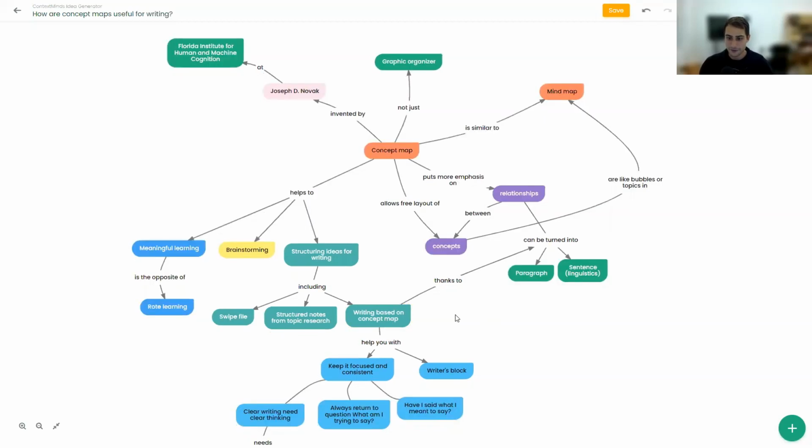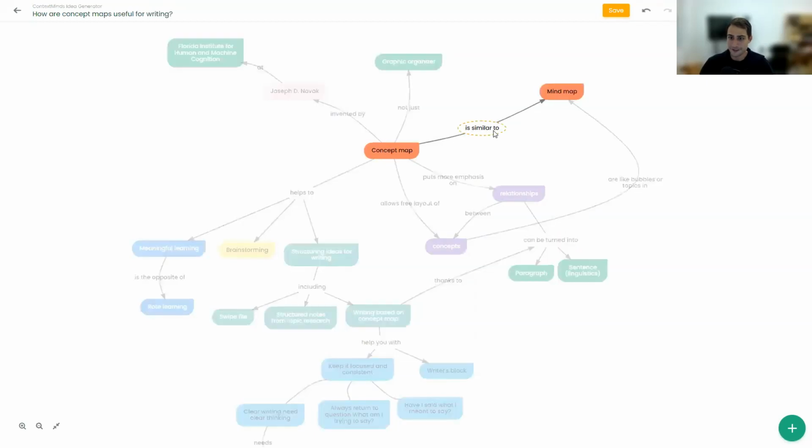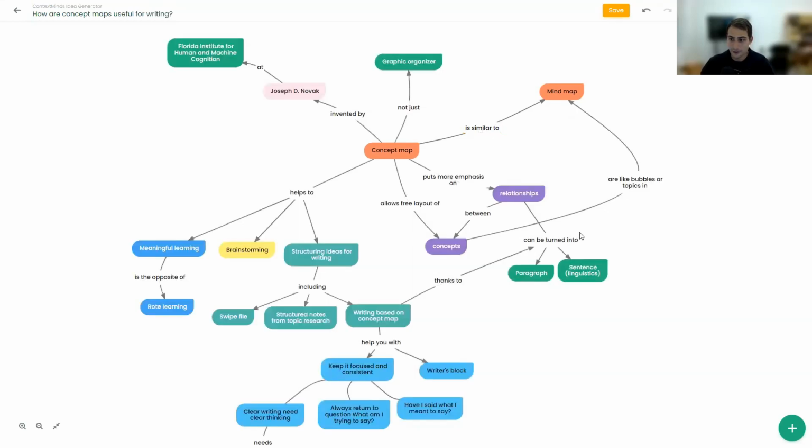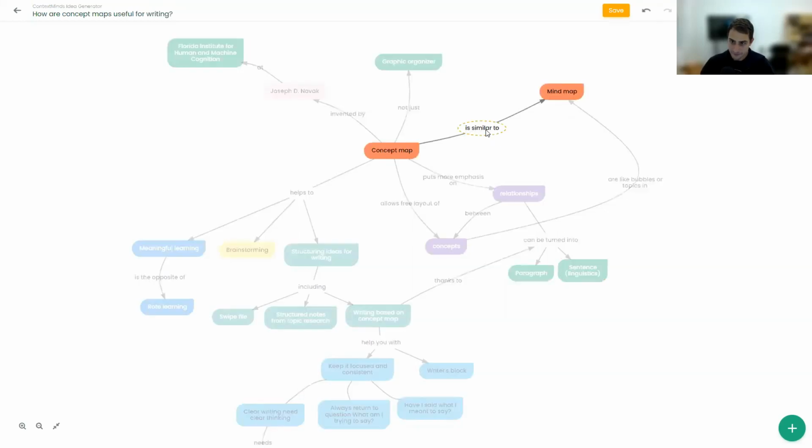Of course, when you finish a concept map, it can give you quite a clear path on what to write, because every pair of concepts and the relationships between them basically represent a sentence or a paragraph.